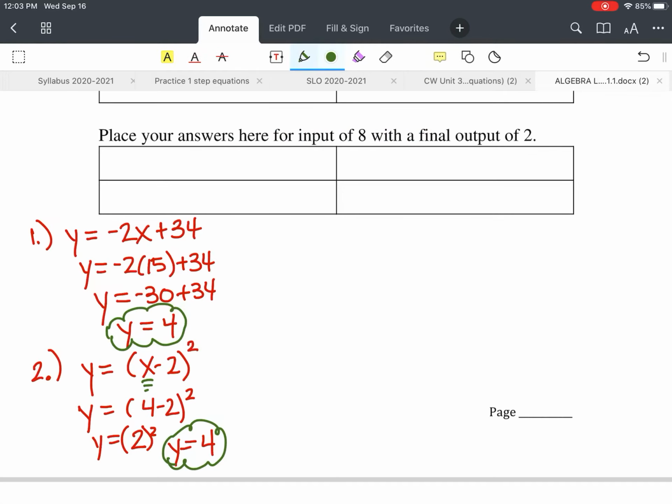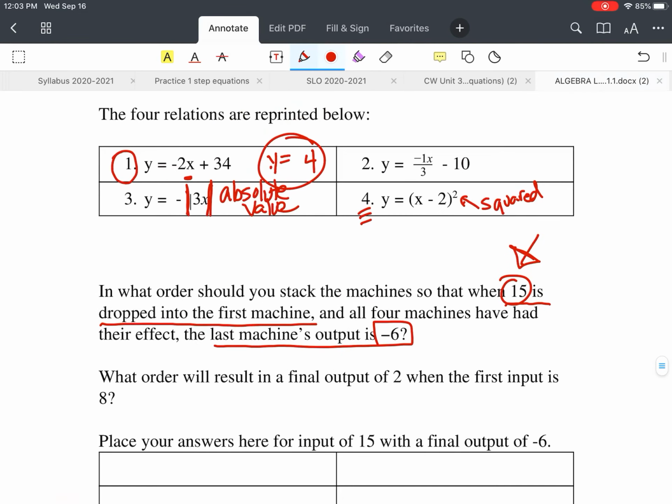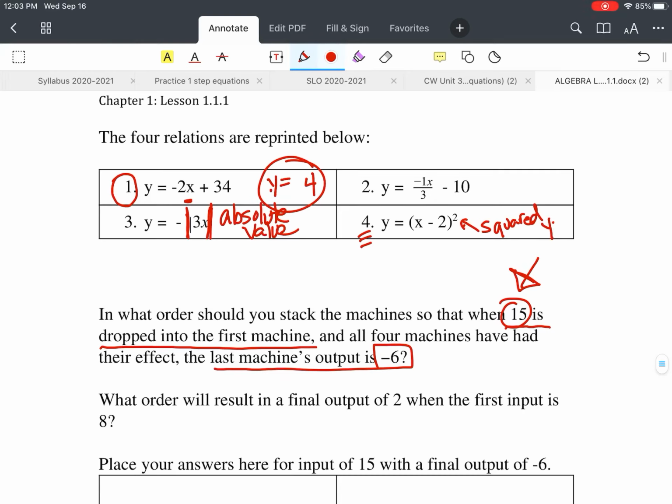So I'm going to go back up to the top, and we're going to write down that this is y equals 4. So we started with 1, and then we went to 4. The next problem I want you guys to do would be the y equals negative, and then I want you to do the absolute value 3 times x.